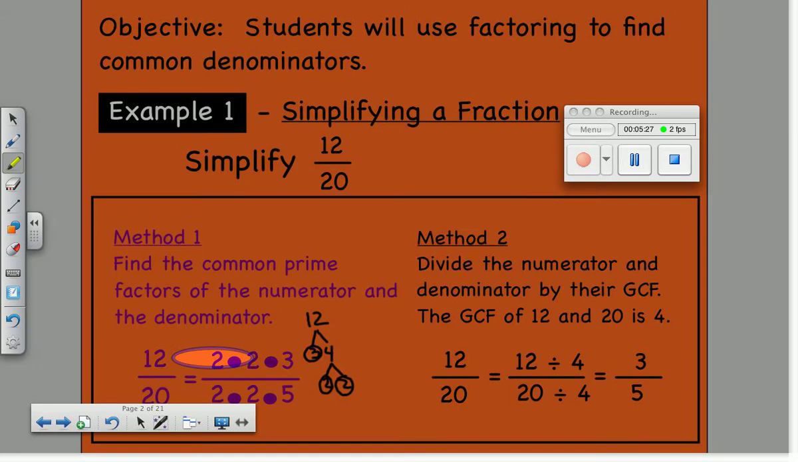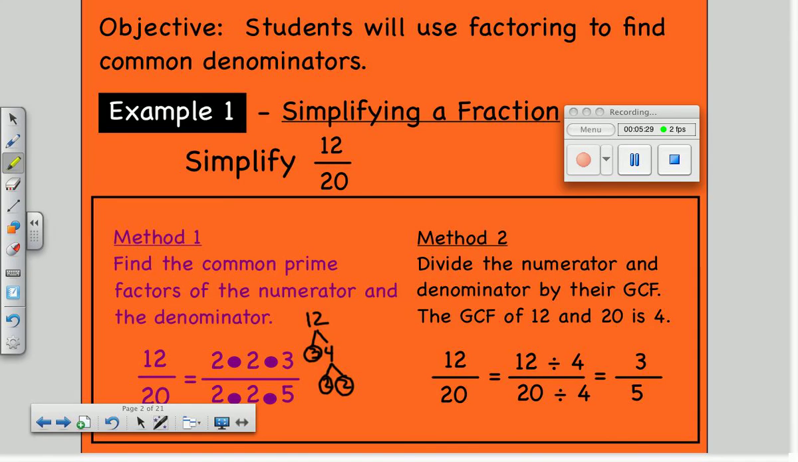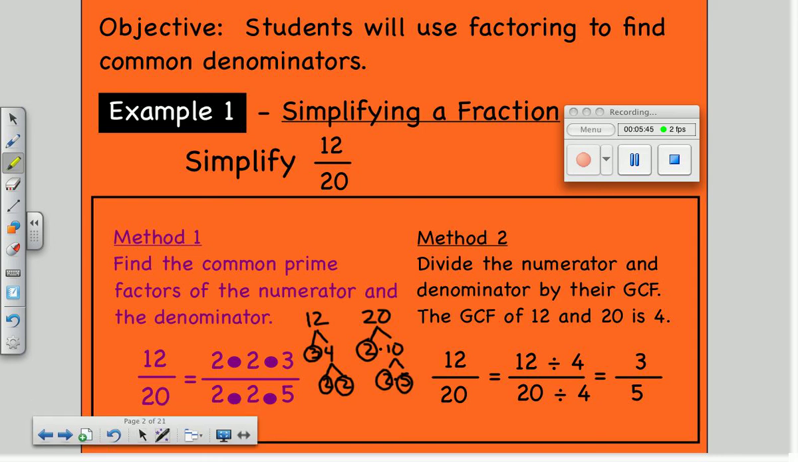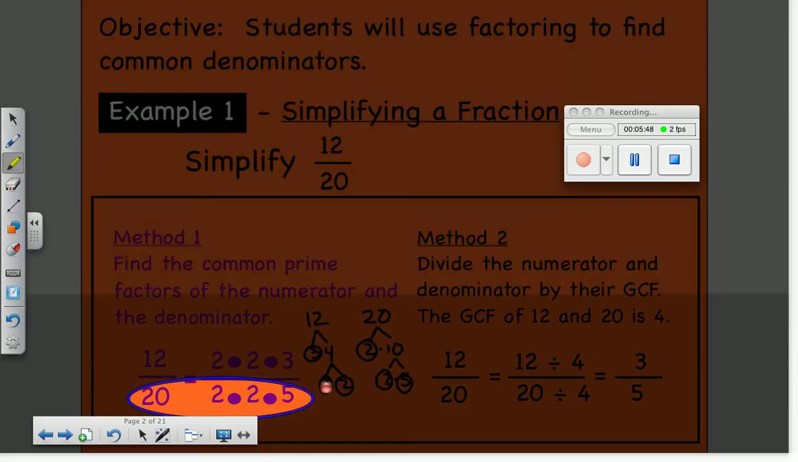And then factors of 20, another factor tree. I could do 2 times 10, 2's prime. 10, I can multiply 2 times 5. So now I have 2 and 5. So 2, 2, and 5 are the prime factors of 20, which is where I got those from. So I did factor trees to find these. So this is one way.